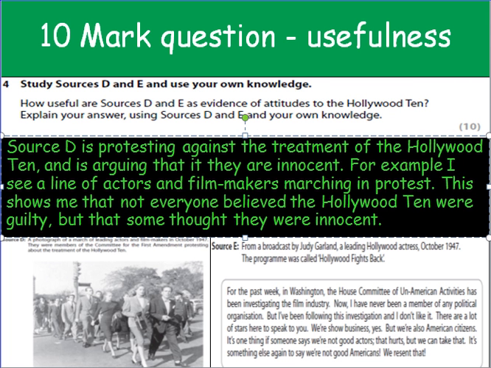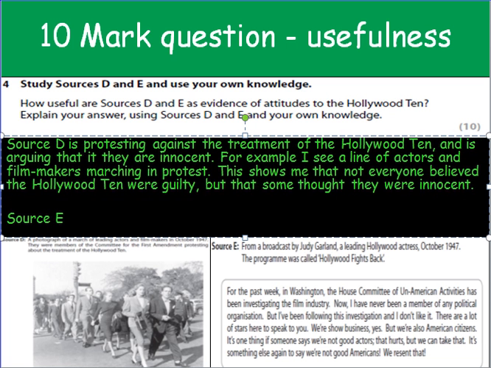Now this is asking about source D and source E, so you need to try and do the same thing for source E. Source E says it's broadcast by Judy Garland, October 1947. But I've been following this investigation. I don't like it. There are lots of stars here to speak to you. We're show business, yes, but we're also American citizens. It's one thing if someone says we're not good actors, that hurts, we can take it. To me, I say we're not good Americans, we resent that.